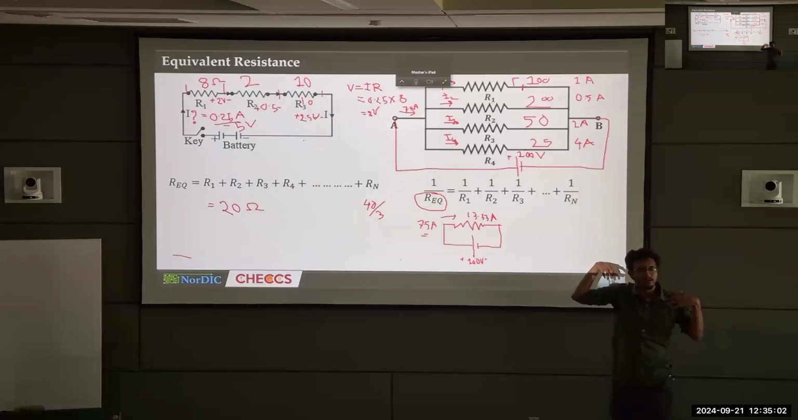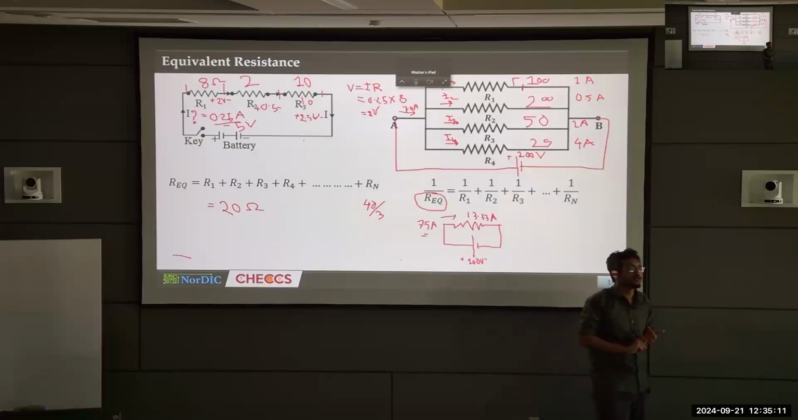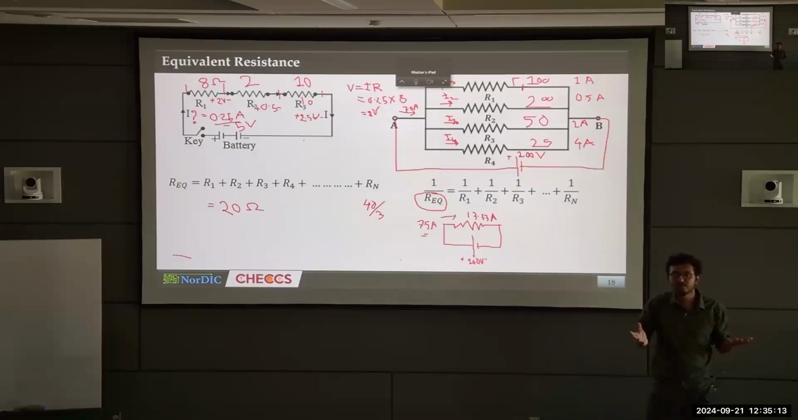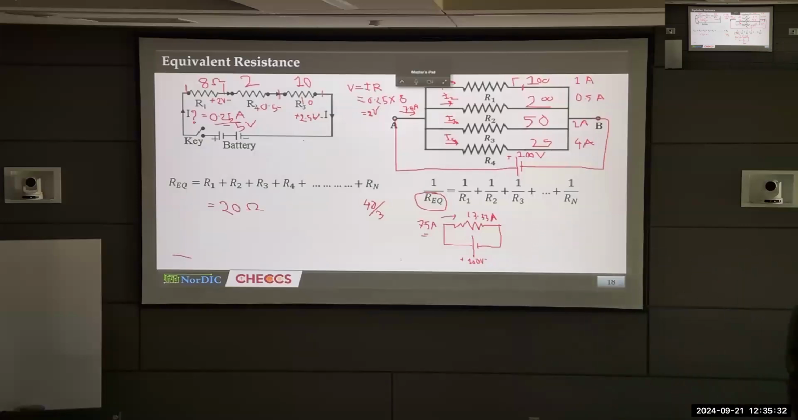If you can just calculate the equivalent resistance, what is the equivalent resistance, and divide the voltage by the equivalent resistance, you will get the total current. If I have not asked you the current through all of the resistances, you don't need to do 4 calculations. Let's say I have hundreds of resistances. Will you calculate hundreds of them? No. You just calculate the equivalent resistance and then divide the voltage by it to get the total current, which is basically 7.5 amps.